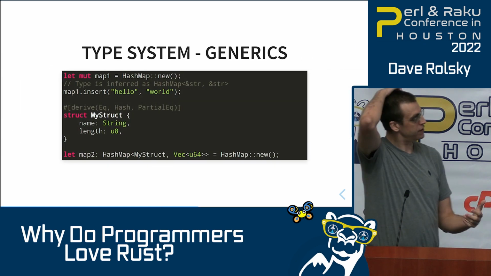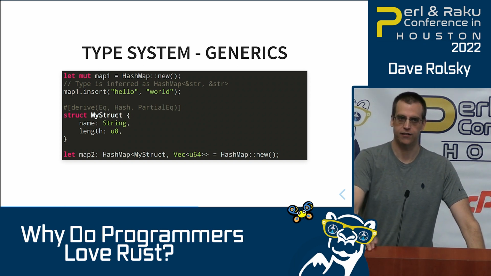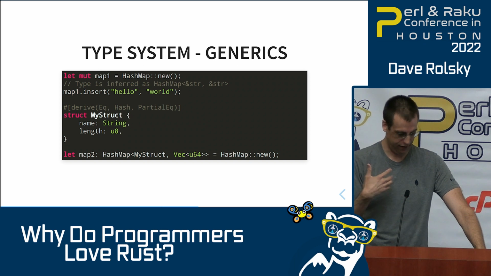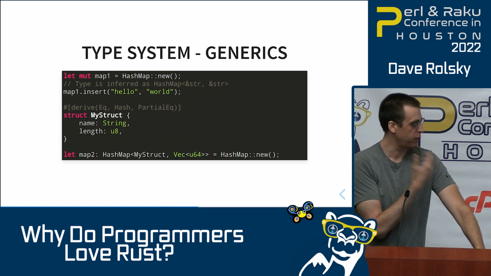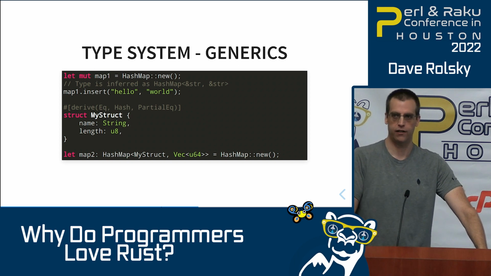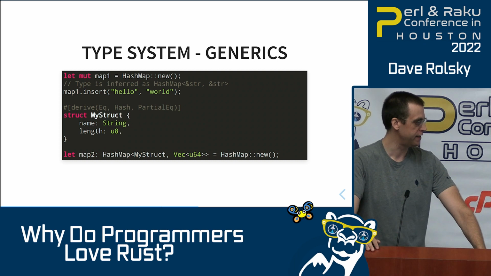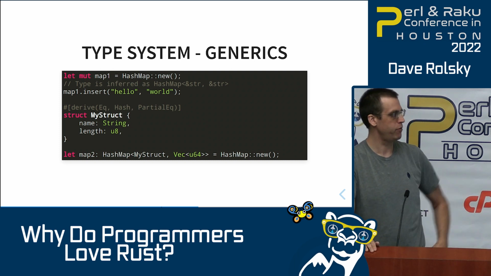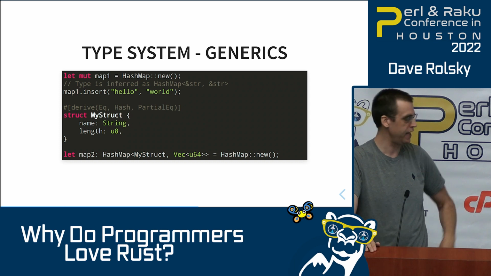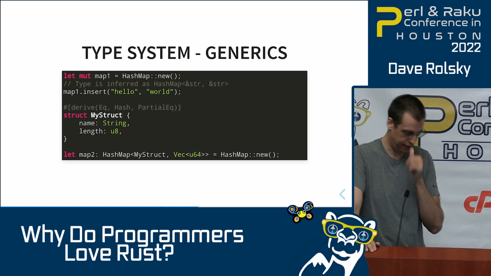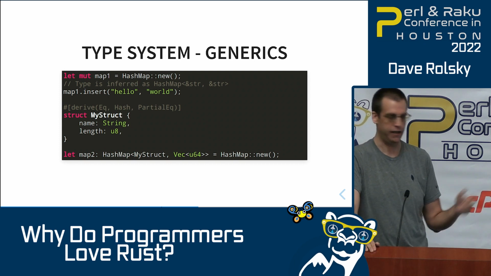So how about generics? A good example of generics, we have a hash map that is generic over both the keys and the values. And in this case, the type is inferred because when we call insert, we're passing it two strings. And so the compiler doesn't require us to provide the type, but you can provide the type explicitly. So in this case, we have MyStruct as the key and a Vec of unsigned 64-bit integers as the value. We can say this explicitly.